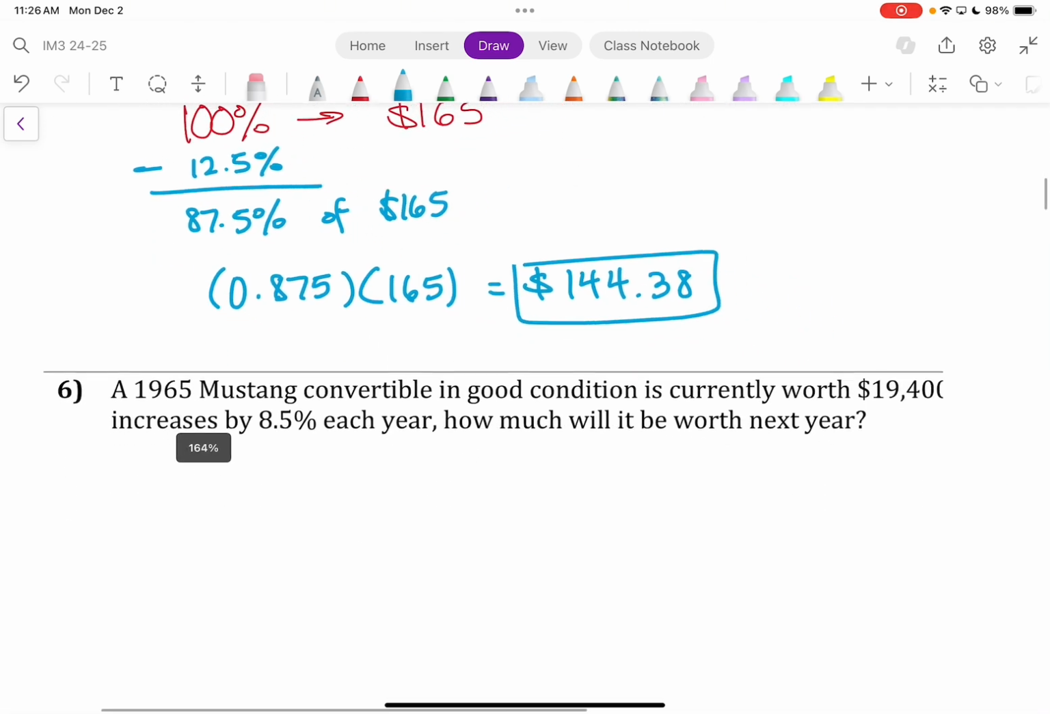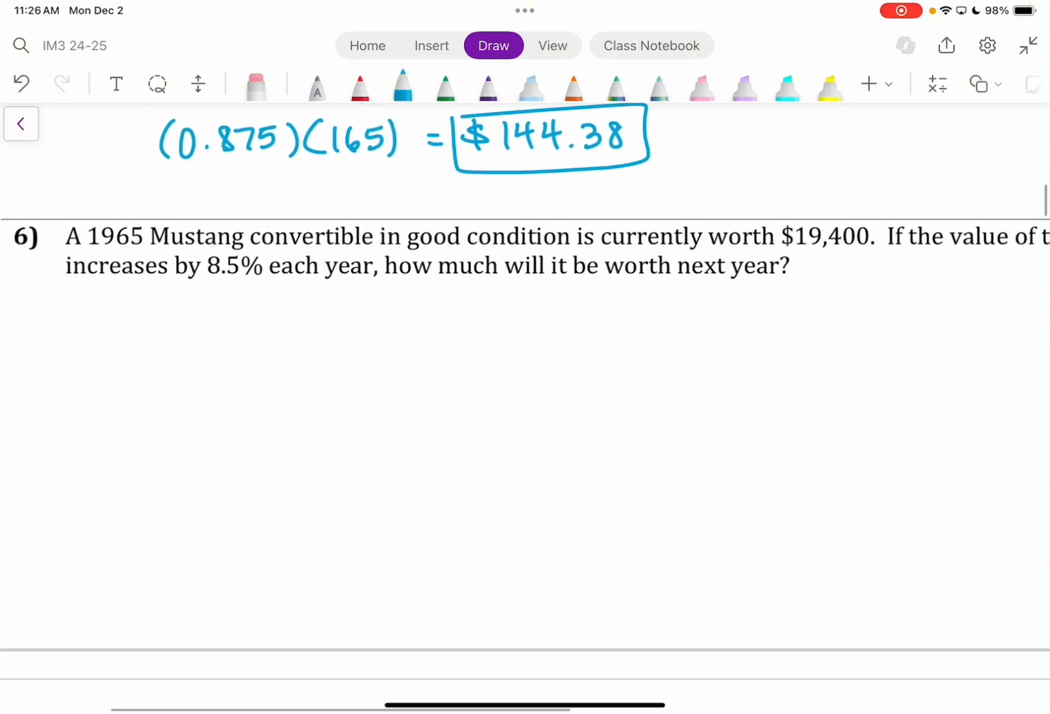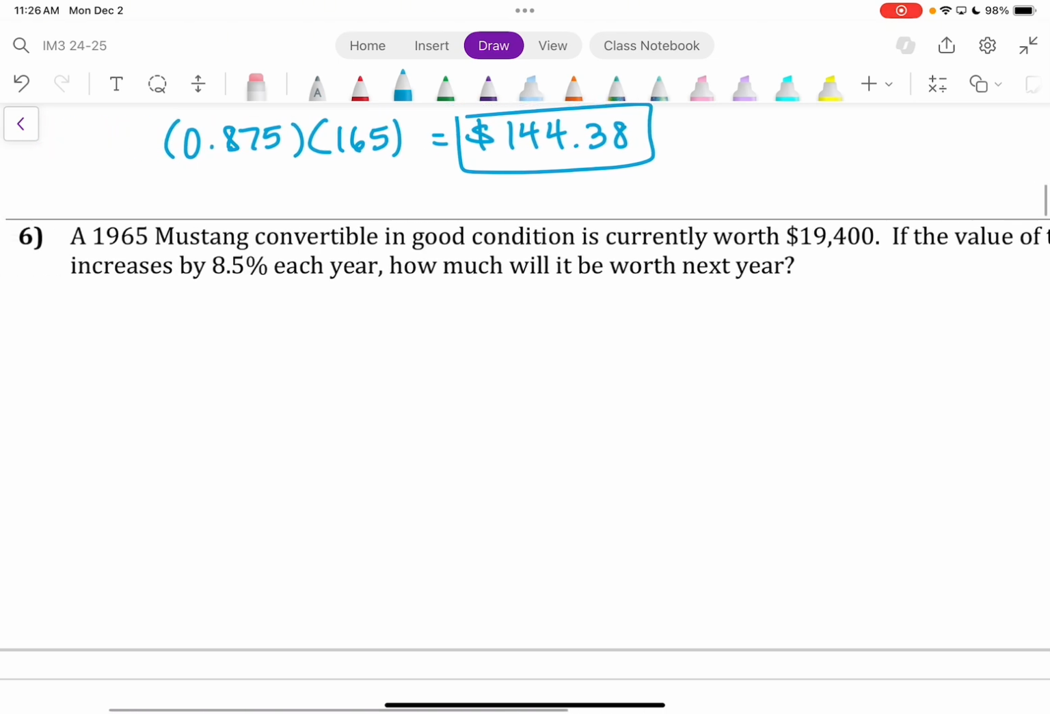All right, let's do the last one. A '65 Mustang convertible in good condition is worth $19,400. If the value of the car increases by 8.5% each year, how much will it be worth next year? All right, simple. In this example, 100% of the value of the car would be the $19,400. But next year, it's going to increase in value by what percentage?